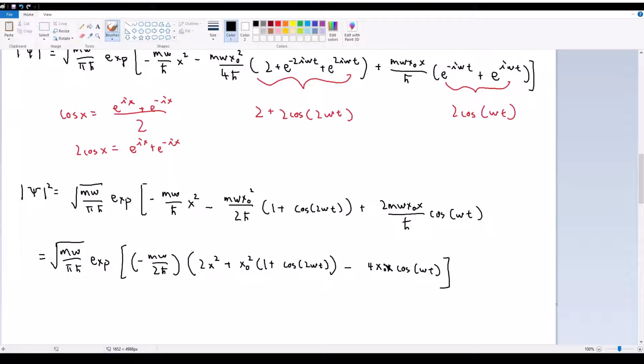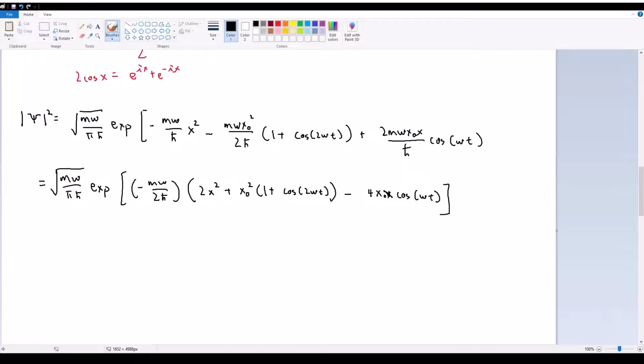And at this point, I am technically done. However, I can simplify this a little bit more using the double angle formula. So let me pull that up, because remember that cosine of 2x is equal to cosine squared of x minus sine squared of x, which is also equal to 1 minus 2 sine squared of x, which is also equal to 2 cosine squared of x minus 1.